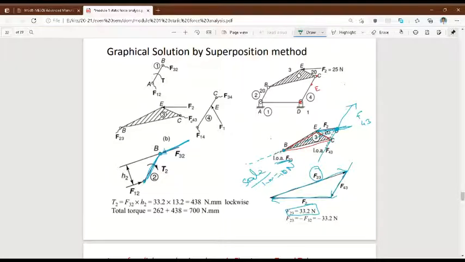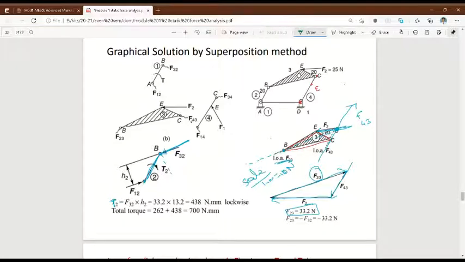T2 is, once again, like in the previous slide, where we also got T2. Here also we are going to get T2. T2 is F32 into H2. H2 is obtained just by drawing a perpendicular line.